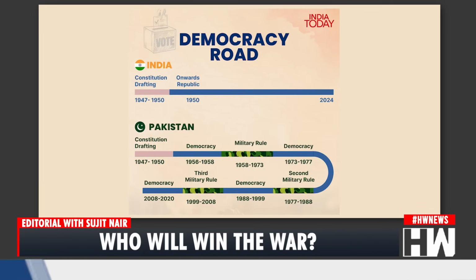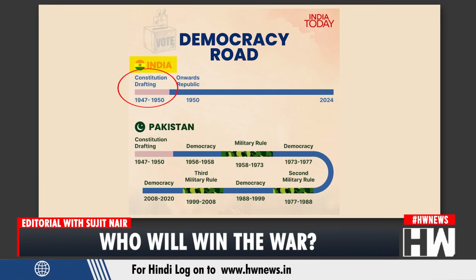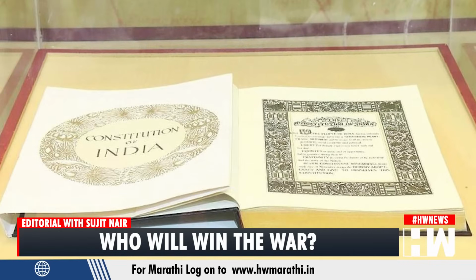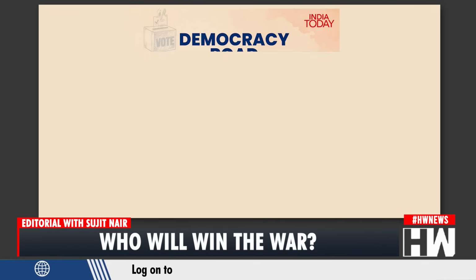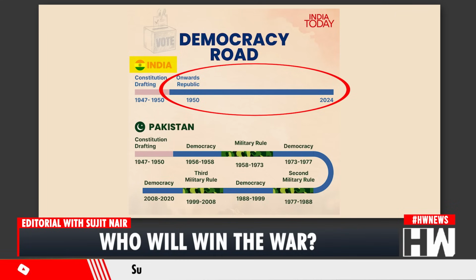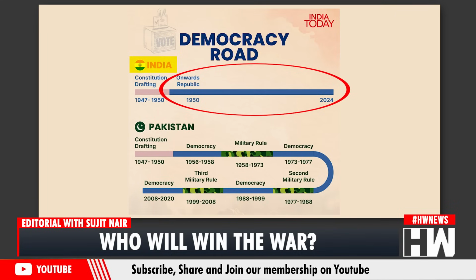You see, India from 1947 to 1950, we were drafting our constitution, so we were under the Constituent Assembly. After that, once the parliament was formed, once our republic was established, once our constitution was tabled, from there on we never looked back. We were always a republic, a democracy, right from 1950 to 2024. And I'm sure it will remain that way, God willing.